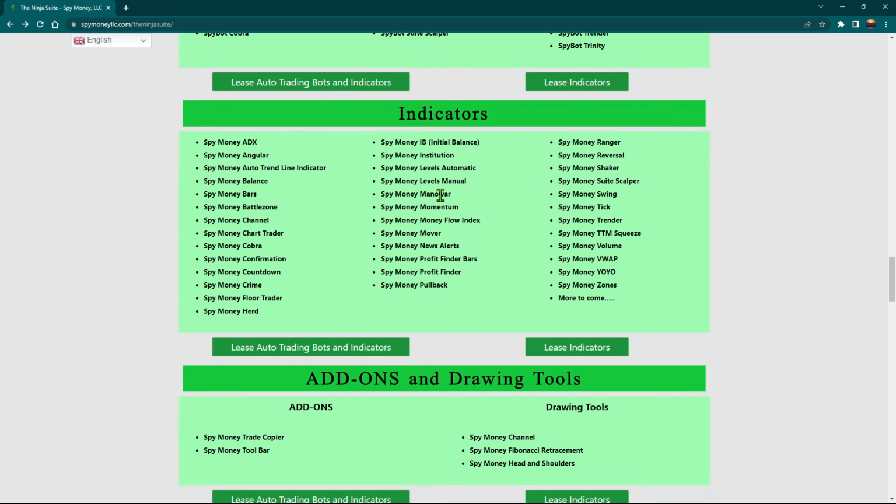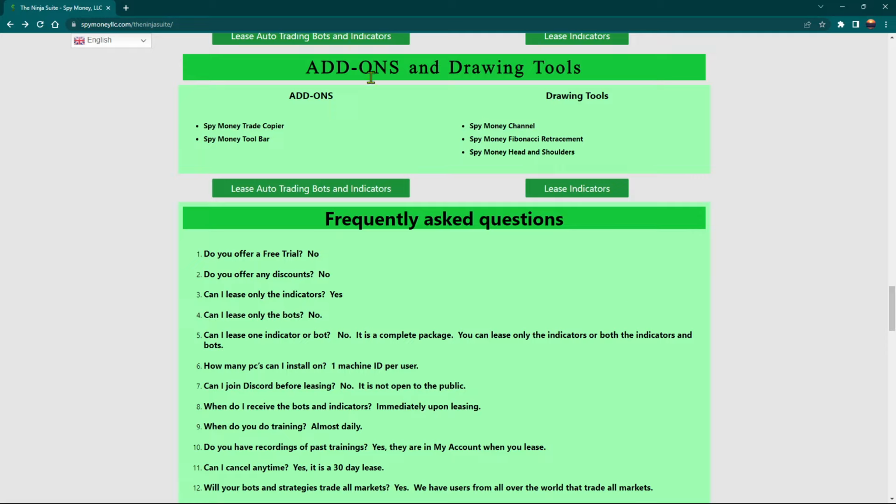So here's your indicators. We have more indicators than this, but for the most part, the ones we use out of this are our levels and then whatever strategy we're running. Like if we're running a Man of War strategy, we'll run this one. If we're running the Sweet Scalper, we'll come over and run this one with it. But our levels is the main key that we have. Then we have our add-ons.